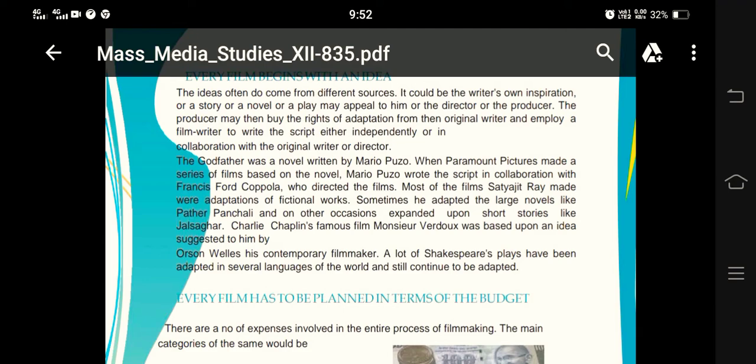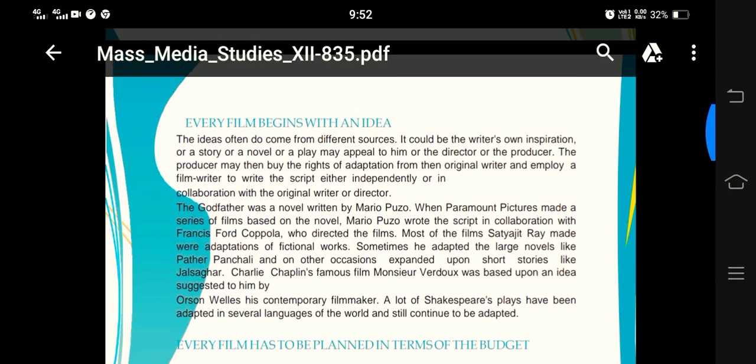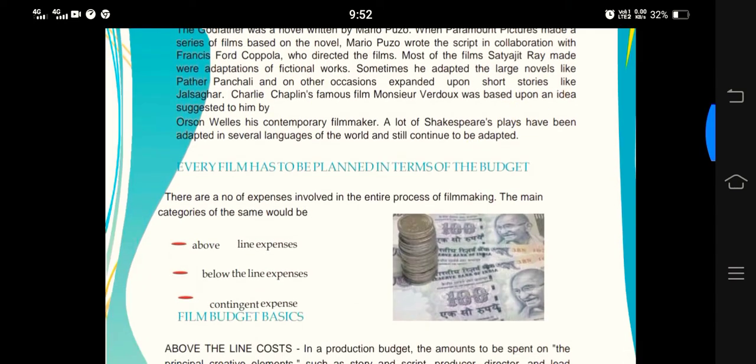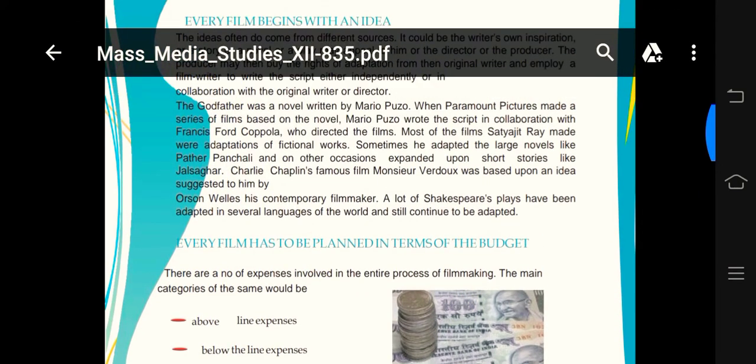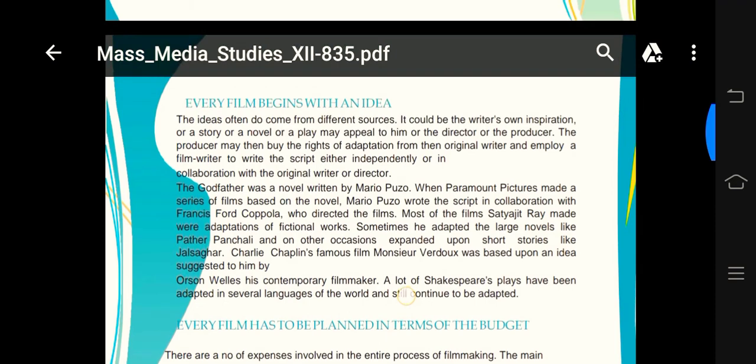Basically, writing a script includes, first, the idea. The idea can come from anywhere. It can be someone's own inspiration, or can come through different sources. The next thing is the producer is going to buy the rights from the original writer, usually not the director. Then the producer is going to employ a writer who will write the script independently or in collaboration with the original writer or director. There was an example given, The Godfather. You can read it once.